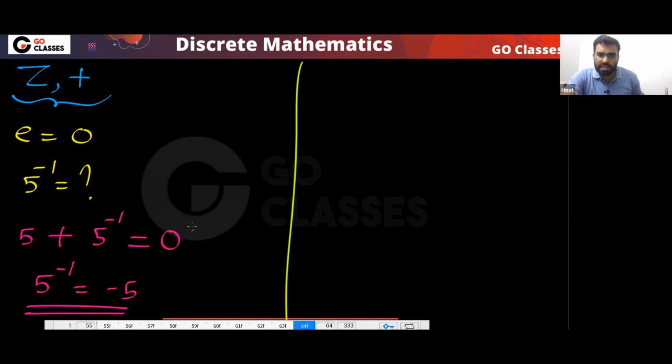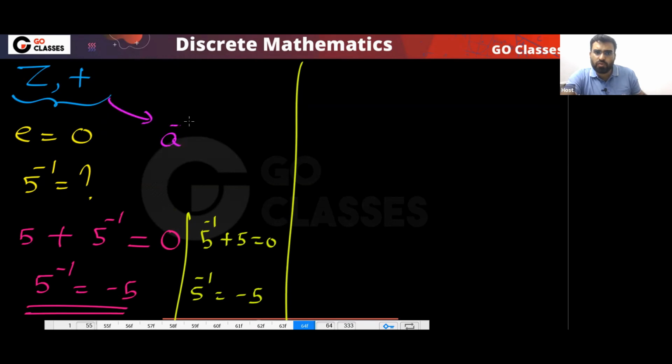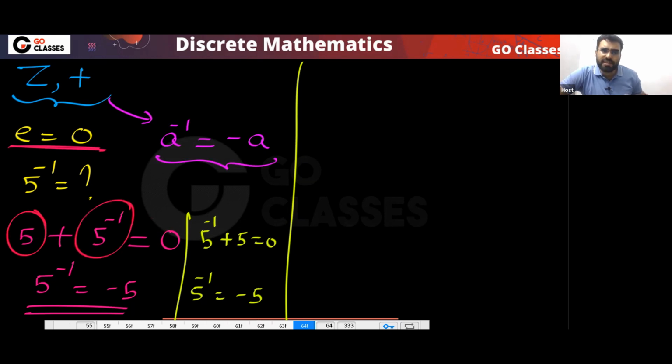You also have to check that 5 inverse plus 5 is also 0. Both these things you have to check. So in this structure, if I ask what is A inverse, that will be simply minus A, like 5 inverse is minus 5, because the identity element is 0. Basically, if I ask you the 5 inverse, it means what should I add so that I get the identity element. Is it clear?